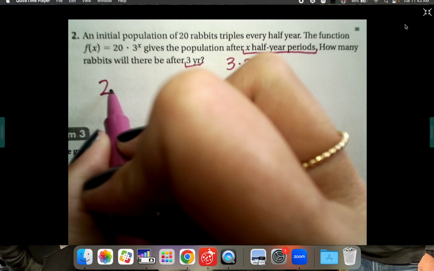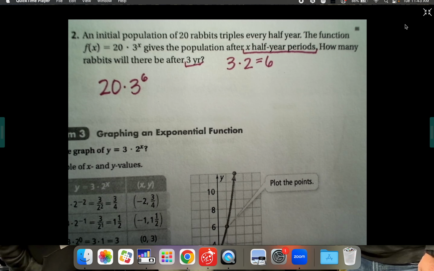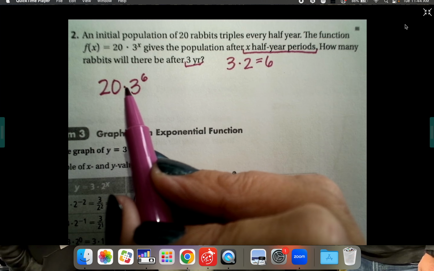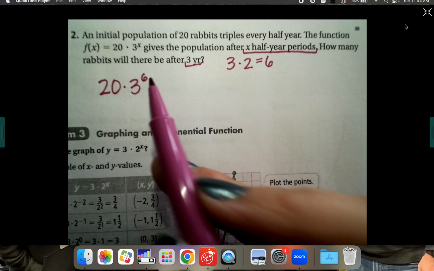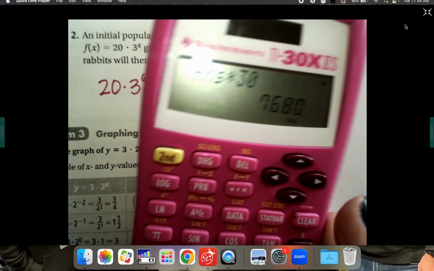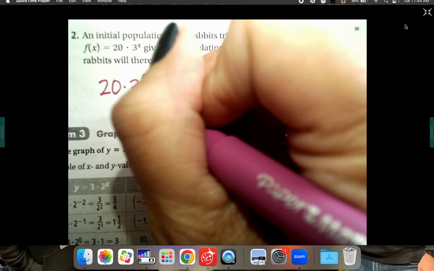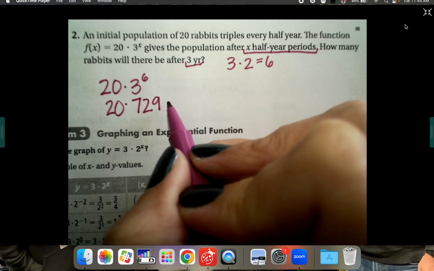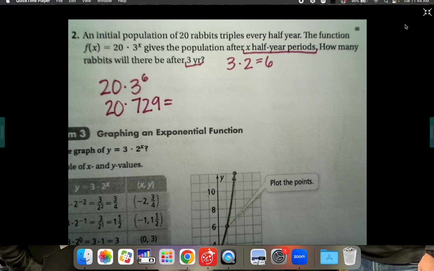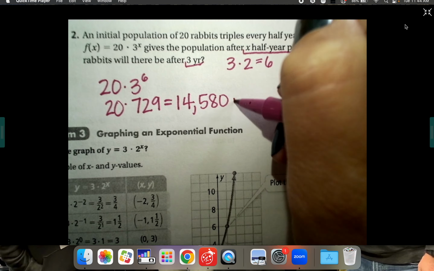So we're going to write 20 times 3 to the power of 6. And again, I hope you did order of operations. You need to do your exponents first and then go back and times 20. Don't call it 20 times 3 and get 60 to the 6th power. That would be wrong. So 3 to the 6th power is 729 times 20. 729 times 20 is 14,580. 14,580 rabbits.